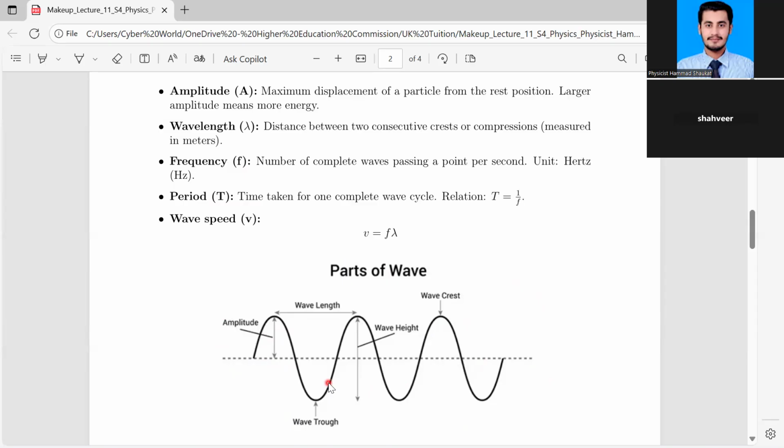Okay, the last parameter is called the wave speed. How can you calculate the wave speed? You can calculate the wave speed by simply this formula, which is known as the wave equation, which is v equals f lambda, where v is the wave speed, f is the frequency, and lambda is the wavelength of a wave.